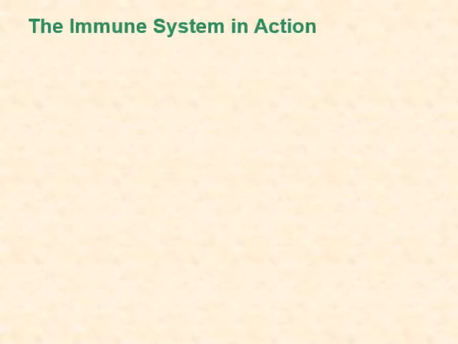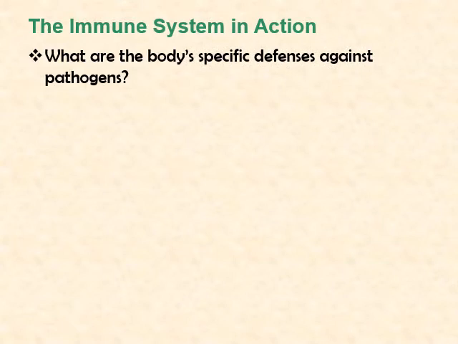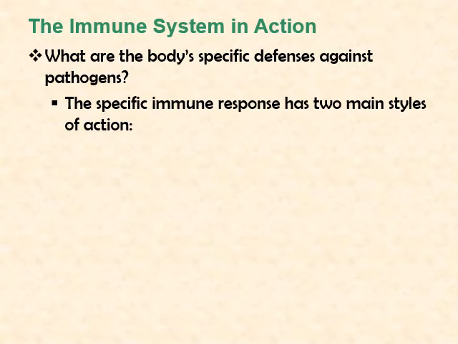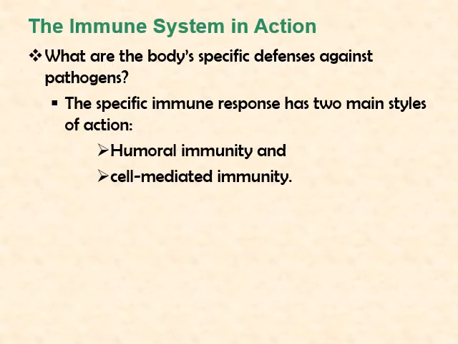Now let's turn our attention to the immune system in action, or the styles of the immune system functioning. What are the body's specific defenses against pathogens? The specific immune response has two main styles of action. These are the humoral immunity and the cell-mediated immunity.